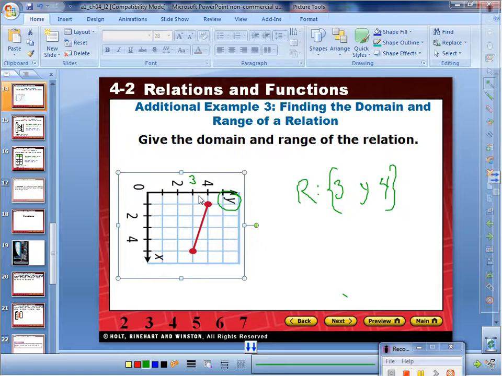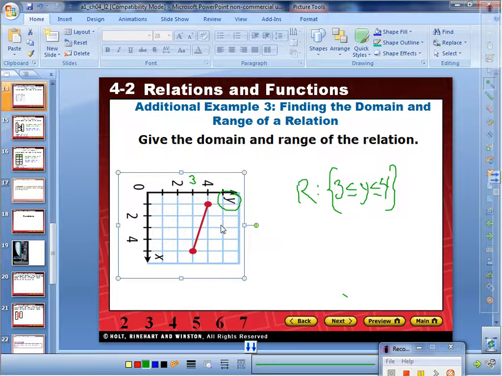Okay, so now check this out. So 3 compared to all these numbers in between, what is it? Less than. Does it include 3? Yes. And let's look at all these numbers compared to 4. What are they? Less than. Does it include 4? Yes. And that's how we get the range. Now check this out. I did this so you can see it.